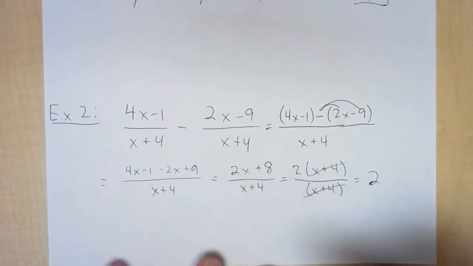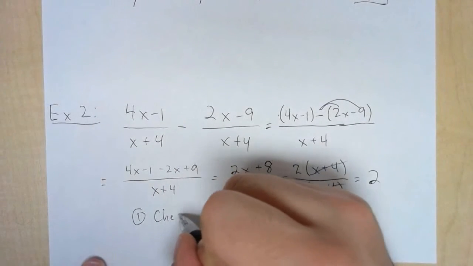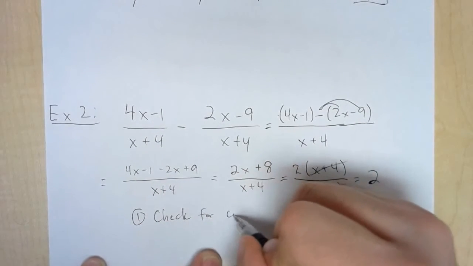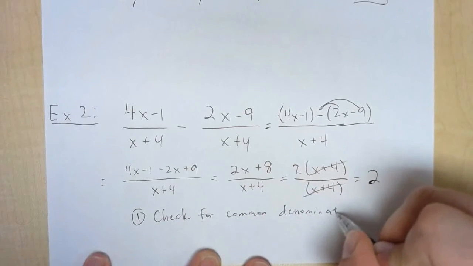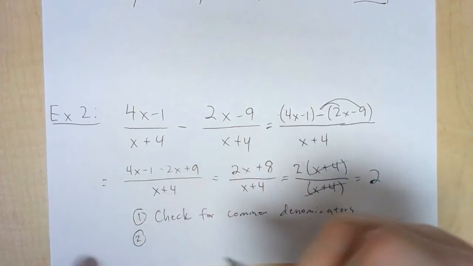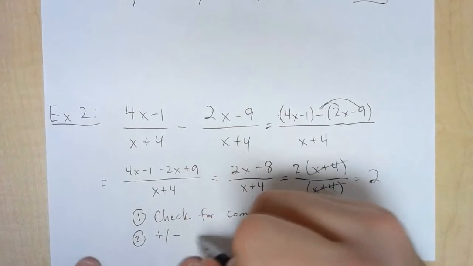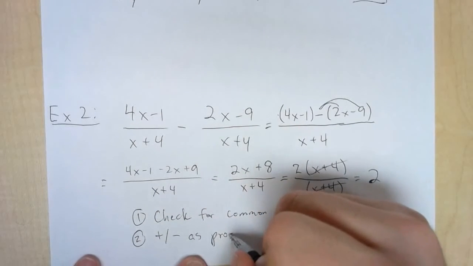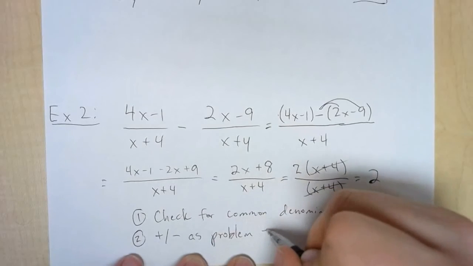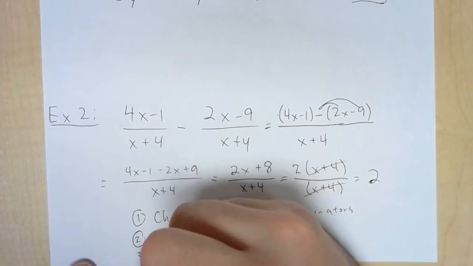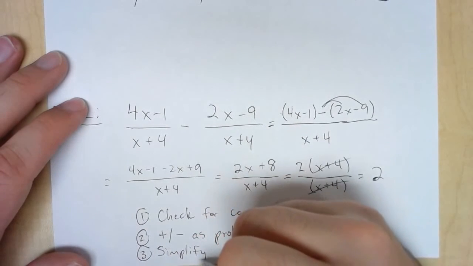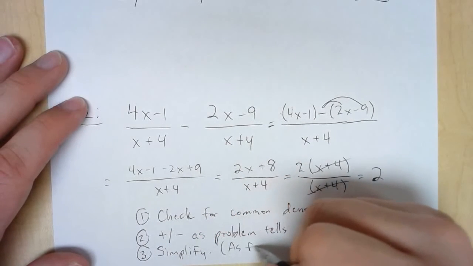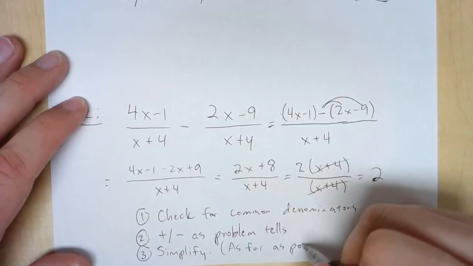So let's talk about our steps. Number 1, you need to check for common denominators. Part 2, you're going to need to add or subtract as the problem tells you. And then part 3 is always simplify. And when I say simplify, that means as far as possible.